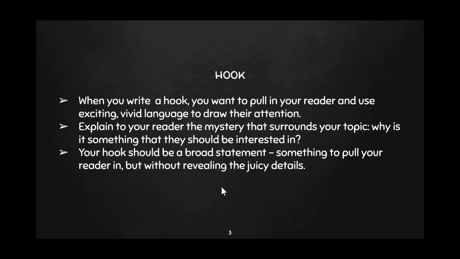Moving on to slide 2. On slide 2, you are going to construct a hook. When you write a hook, you want to pull in your reader and use exciting, vivid language to draw their attention. Explain to your reader and to your audience the mystery that surrounds your topic. Why is it something that they should be interested in? Your hook should be a generally broad statement, something to pull your reader in, but without revealing the juicy details.